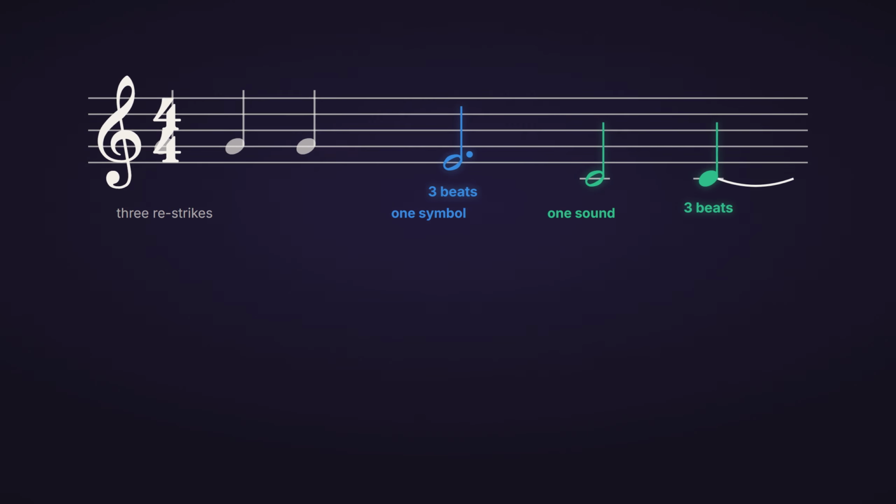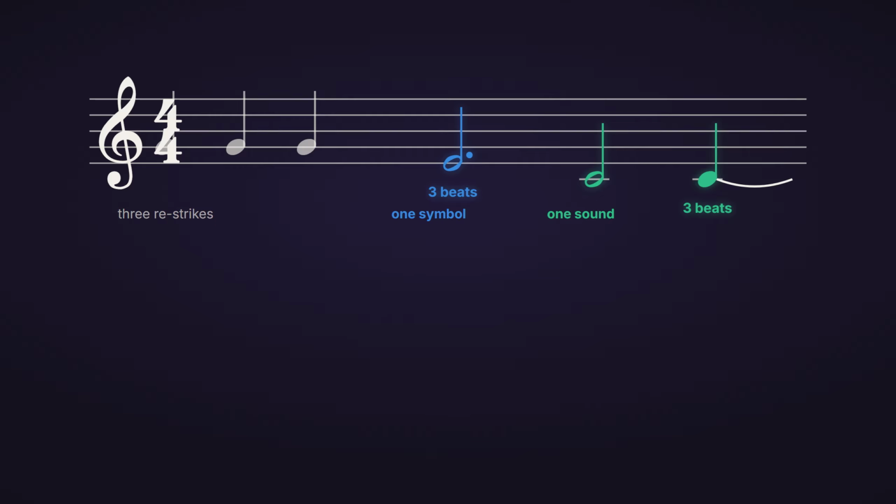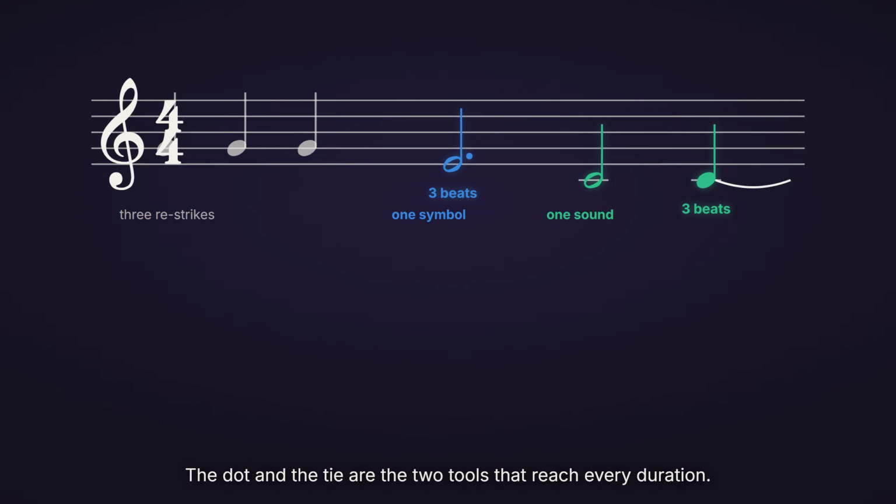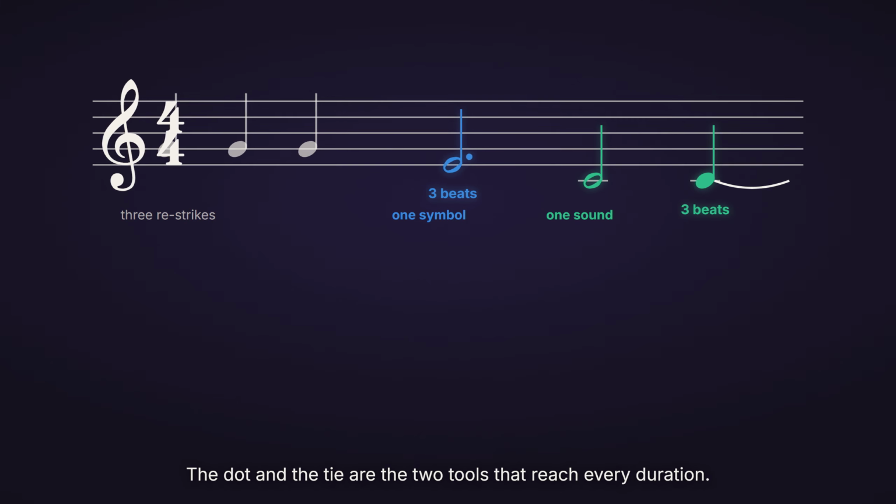The dot and the tie are the 2 ways notation solves that problem, and every other duration that the basic note shapes cannot reach on their own. Once you understand what each symbol does and when each one is required, rhythms that look complicated on the page become straightforward to read.